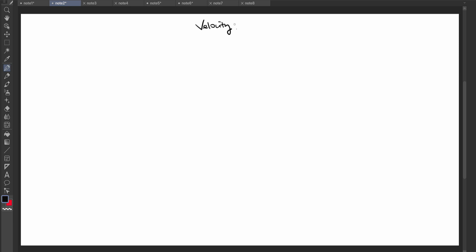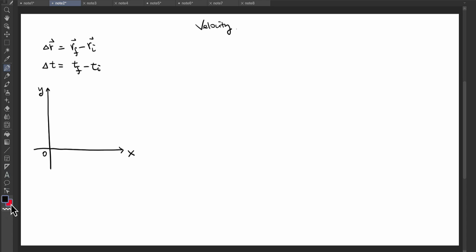So let's talk about the concept of velocity. We first know delta R here, that's the displacement, R final minus R initial. And the time interval here is T final minus T initial. Let me quickly draw the picture because we need to refer to this picture later on to talk about the direction. Here is the initial position, the final position, and they correspond to T initial and T final.